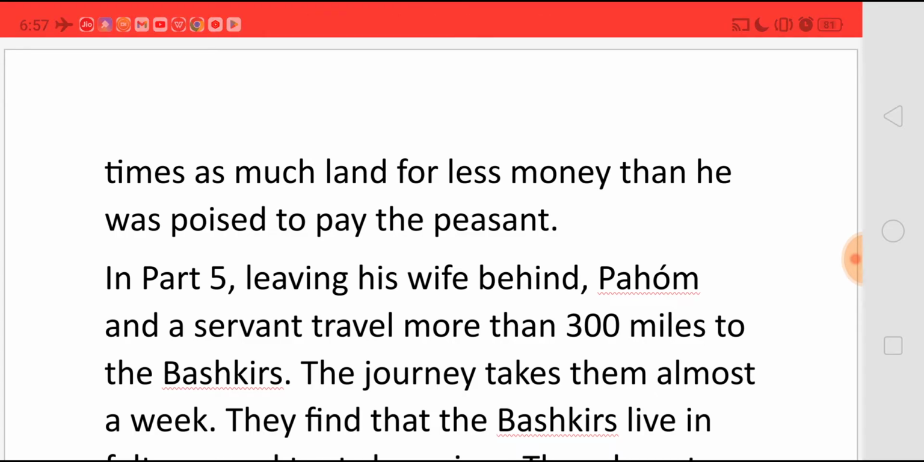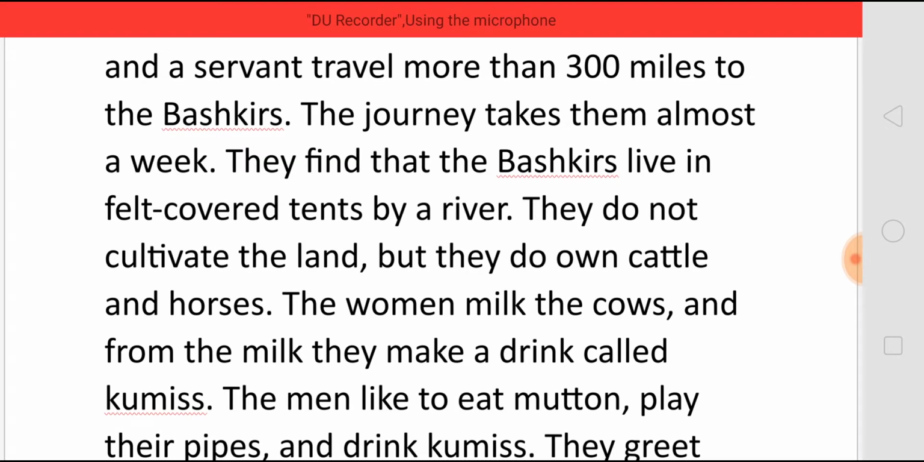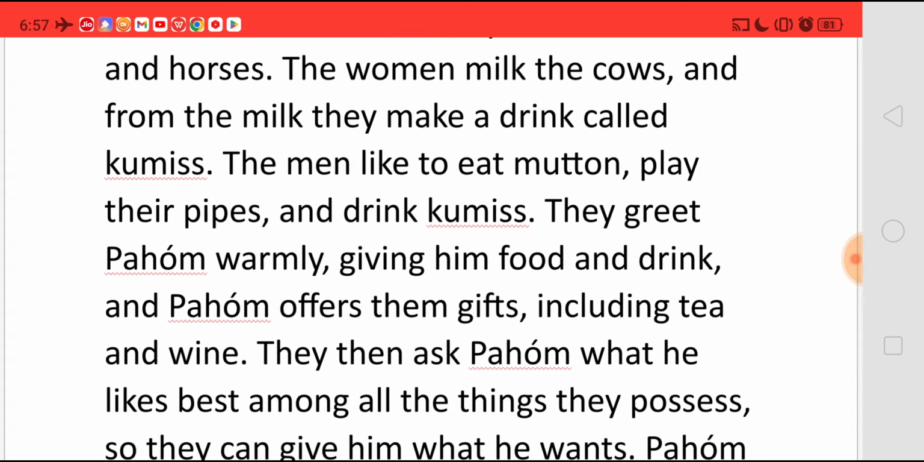And in part 5, he leaves his wife behind, and he takes a servant along with him and travels more than 300 miles to the Bashkirs. This journey itself takes him almost a week. They find the Bashkirs living in felt covered tents by a river. And these Bashkirs do not cultivate the land, but they own cattle and horses. The women milk the cows, and from the milk they make a drink called kumis. The men like to eat mutton, play their pipes, and drink kumis.